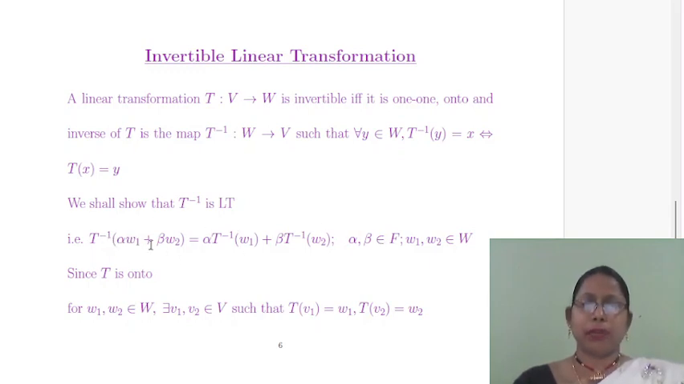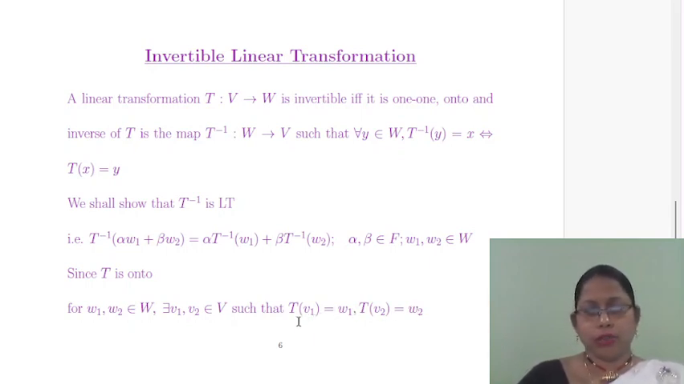That is, we are going to show that T inverse of alpha W1 plus beta W2 is equal to alpha T inverse W1 plus beta T inverse W2 for alpha, beta belonging to F and W1, W2 belonging to W. Since T is onto, for any W1, W2 belonging to W, there exist b1, b2 belonging to V such that T of b1 is equal to W1 and T of b2 is equal to W2. As T is 1-1 and onto, this implies b1 is equal to T inverse W1 and b2 is equal to T inverse W2.